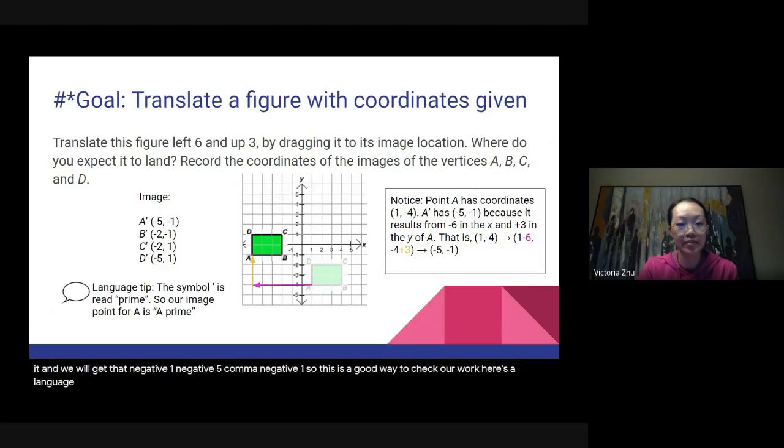Here's a language tip. The symbol apostrophe that you see is read as prime. So our image point for A is called A prime. And likewise, we have B prime, C prime, and D prime. Usually our images have the prime symbol and our originals do not.